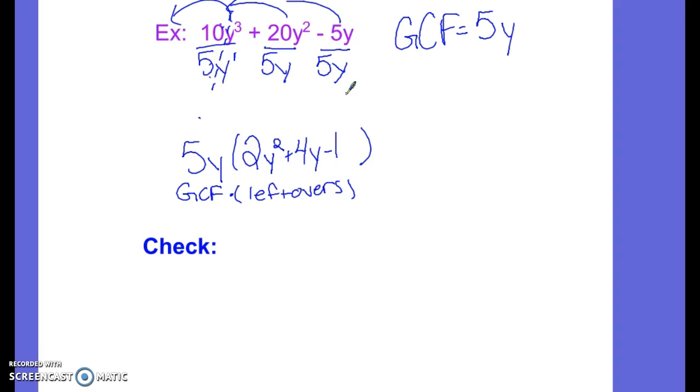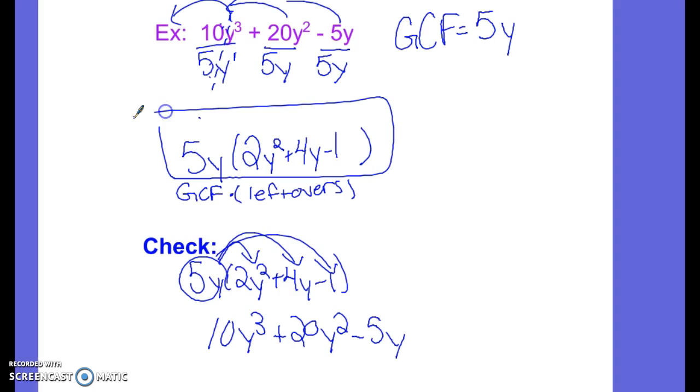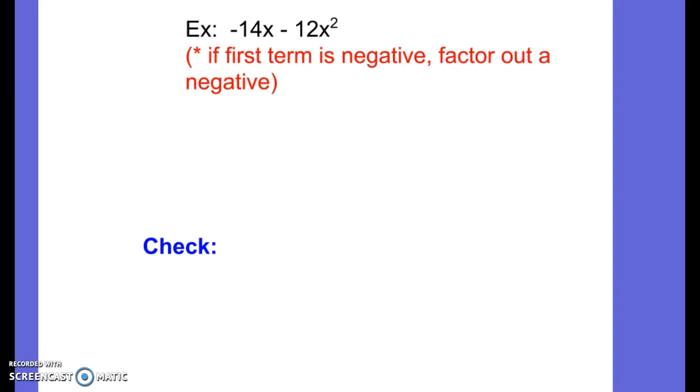Do your distribution back in. 5y times 2y squared plus 4y minus 1. Let's make sure that it works. 5y times 2y squared, 10y cubed. 5y times 4y plus positive 20y squared. 5y times negative 1 is negative 5y. Yep, so we know we got it correct. Always, always, always check.